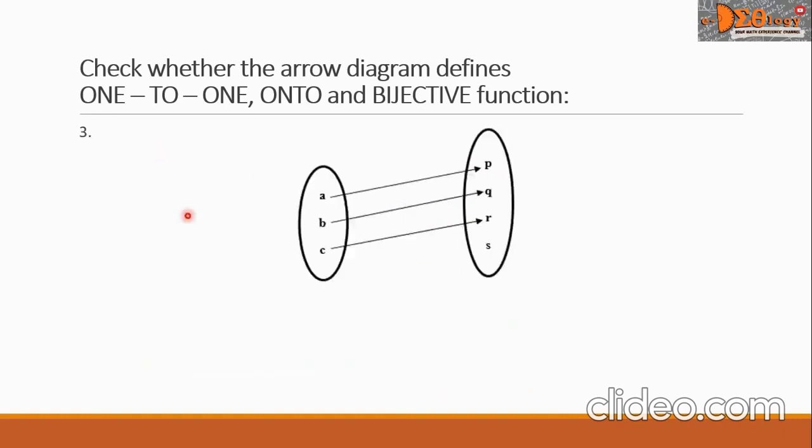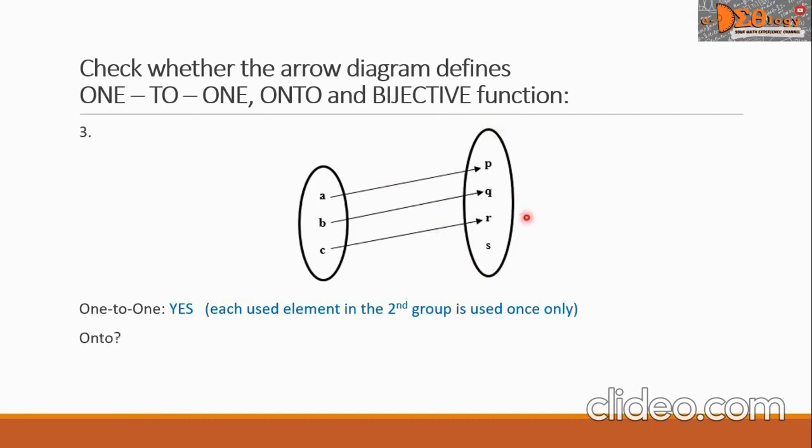Let's have example 3. Look at this figure. The first question: is the function 1-to-1? The answer is yes, because each used element in group B, in the second group, is used once only. Next question, is the function onto? The answer is no, because there is an element S in the second group that is not used.